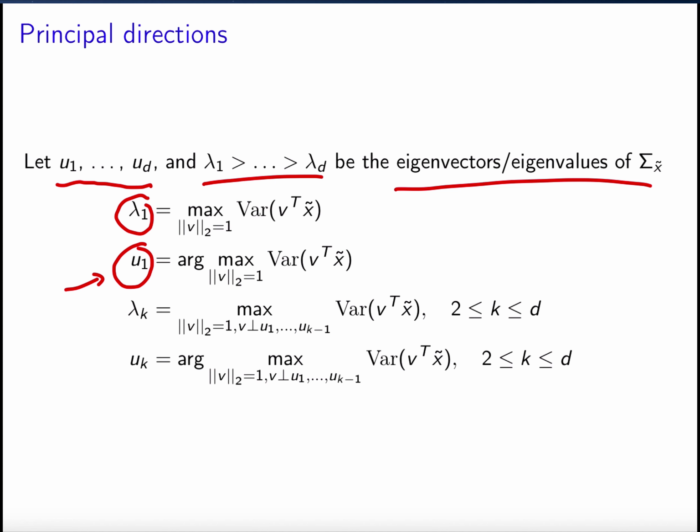Again, if we're orthogonal to the first k minus 1 eigenvectors, the maximum variance is the kth eigenvalue, and it's attained in the direction of the kth eigenvector.